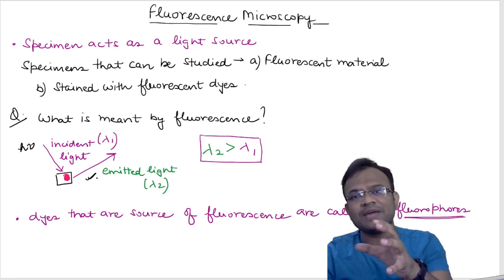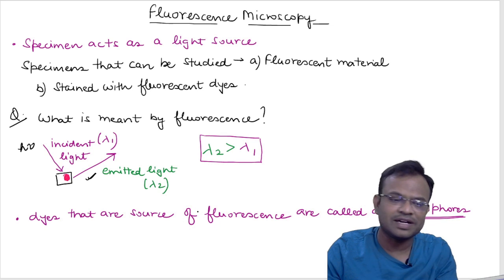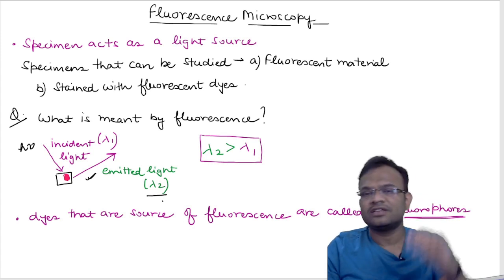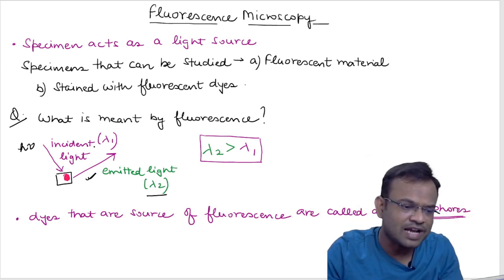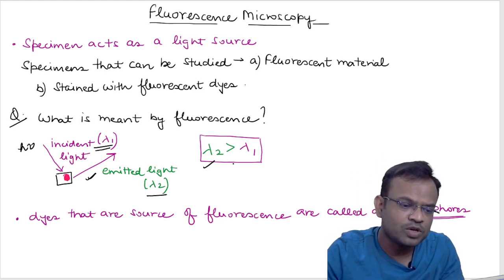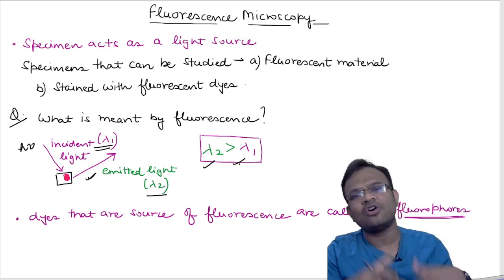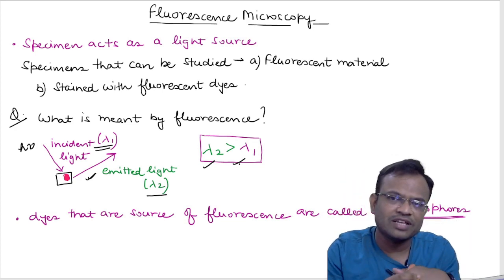They are emitting light, and when the light is emitted, let us say that the wavelength of the light emitted is lambda 2, and the wavelength of the light that was striking was lambda 1. So it is always a fact that lambda 2 would be greater than lambda 1. That means the wavelength of the emitted light will always be higher than the wavelength of the incident light.